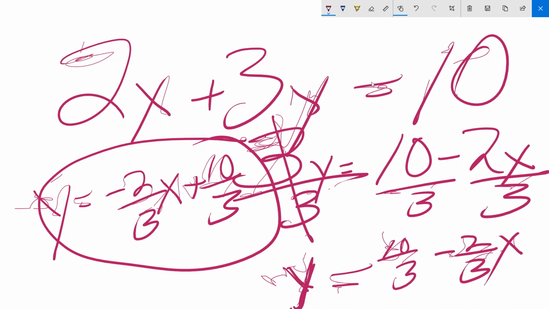Negative 2/3. What's the y-intercept? 10/3. You got it. That's all there is to it. It's always solving for y, and when you solve for y, you end up getting it into the y equals mx plus b format. You just have to read the coefficients.